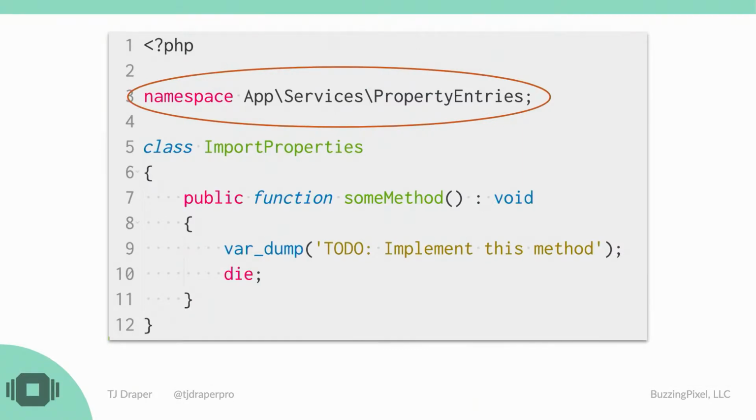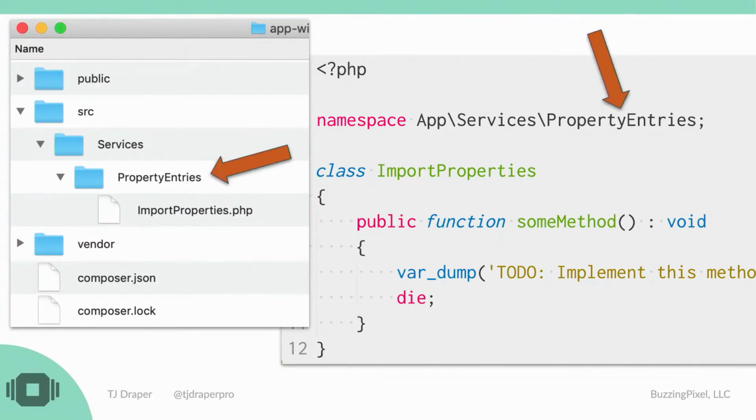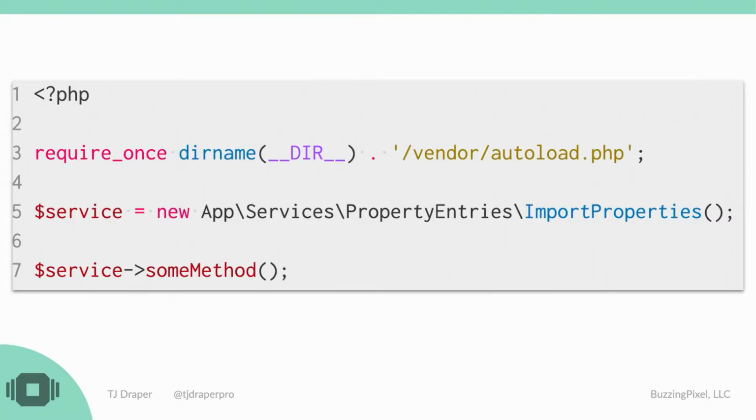And this, of course, is a namespace in your PHP class. So app services property entries, and then the class name is import properties. So the app namespace maps to source. The services part of the namespace maps to the directory services. Property entries maps to the directory property entries. And then the class name maps to the file name. That's how PSR4 defines the autoloading standard. And so now when we call any class under our app namespace, it will get auto-loaded as well.